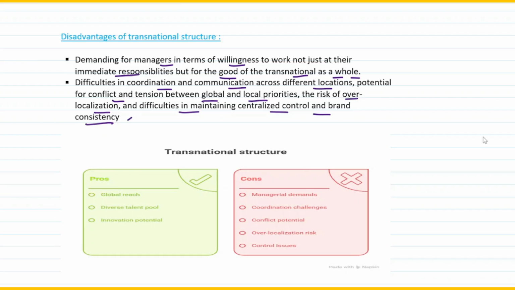So what are the various pros and cons of transnational structure? First of all, when you talk about the pros, it has a global reach. There is a diverse talent pool and there is innovation potential. Whereas when you talk about the cons, managerial demands are very high, so it becomes a challenge for them. There is a coordination challenge, there may be conflict potential, there may be over localization risk, and there may be control issues, right?